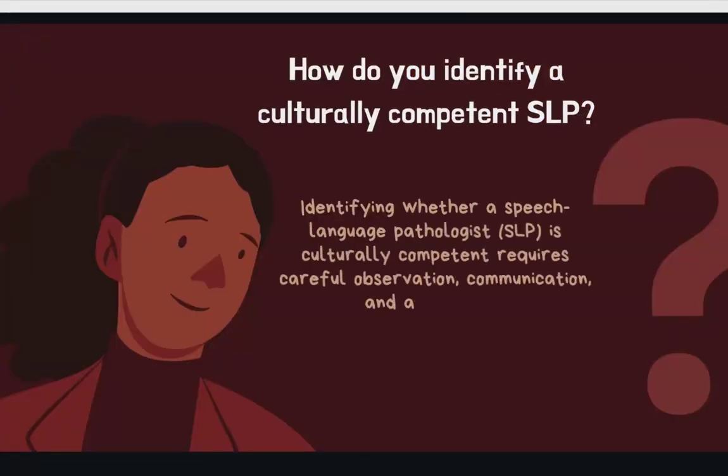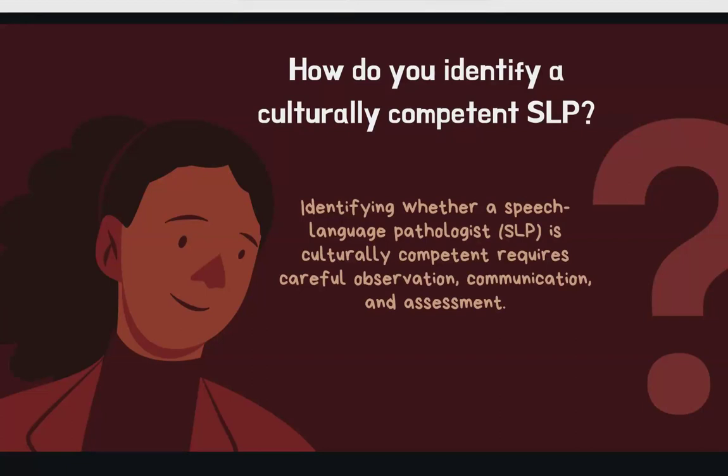So then that poses the question of, how do you identify a culturally competent clinician or speech pathologist? Identifying whether a speech-language pathologist is culturally competent requires careful observation, communication, and assessment. You want to inquire about the SLP's training and their experience with working with diverse cultural backgrounds. You want to ask specific questions about how the SLP integrates cultural factors into their assessment and intervention.